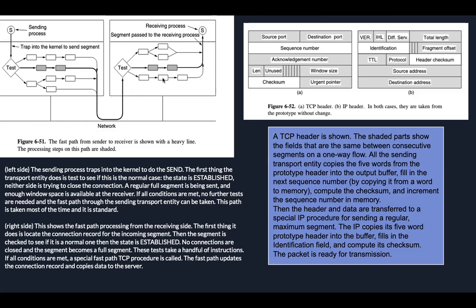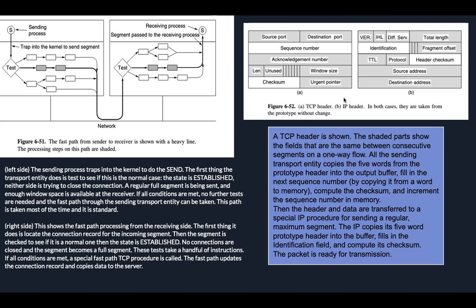The right side shows the fast path processing from the receiving side. The first thing it does is locate the connection record for the incoming segment. Then the segment is checked to see if it's the normal one. The state is established, no connections are being closed, and the segment is a full segment. These tests take a handful of instructions. If conditions are met, a special fast path TCP procedure is called. The fast path updates the connection record and copies data to the user.